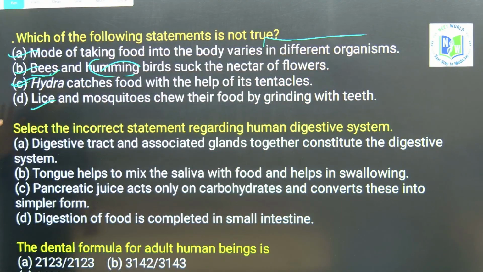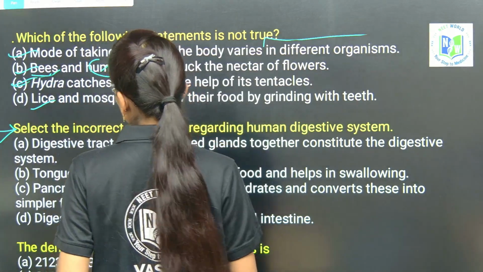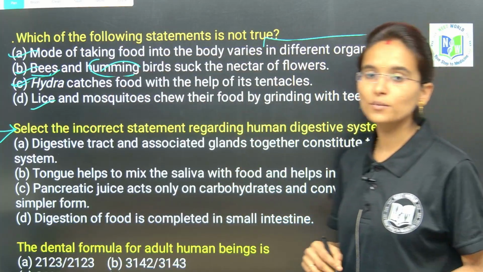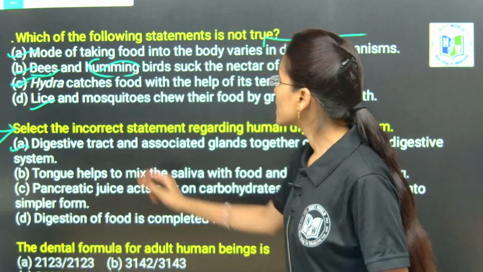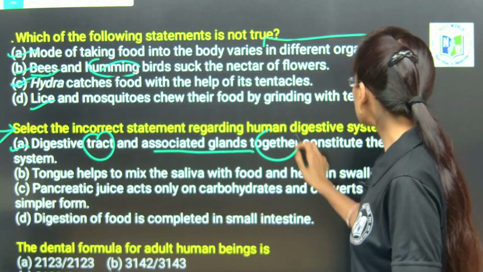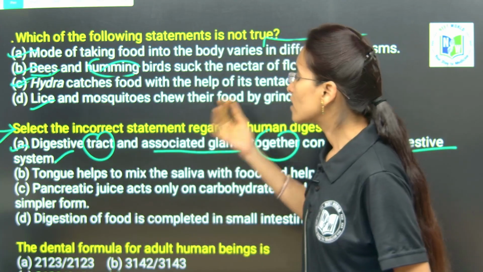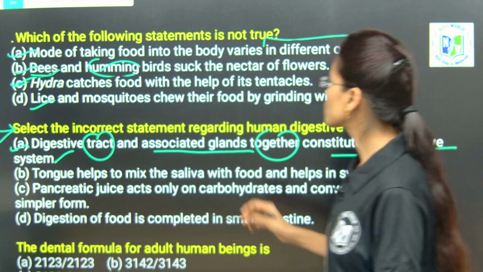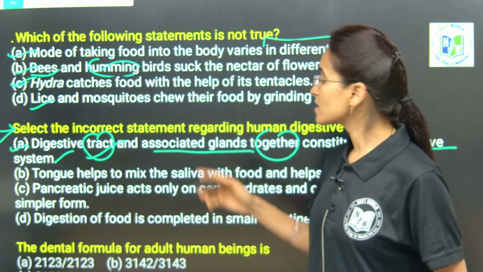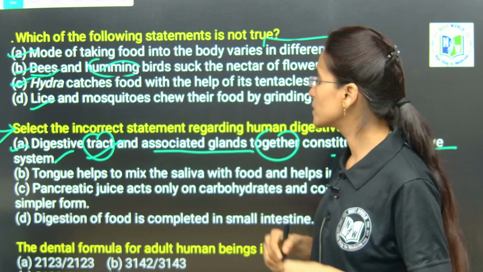Yes. So once again, look into the next question, my dear students. Select the incorrect statement regarding the human digestive system, okay. So it is related to the digestive system of humans, my dear students. Here are the 4 different options. Option A: digestive tract and associated glands together constitute the digestive system, okay. So it is absolutely right. We have already learned about the human digestive system completely. So what does it contain? Yes, the digestive tract as well as associated glands, okay. We have different types of associated glands. So this will be the right option.